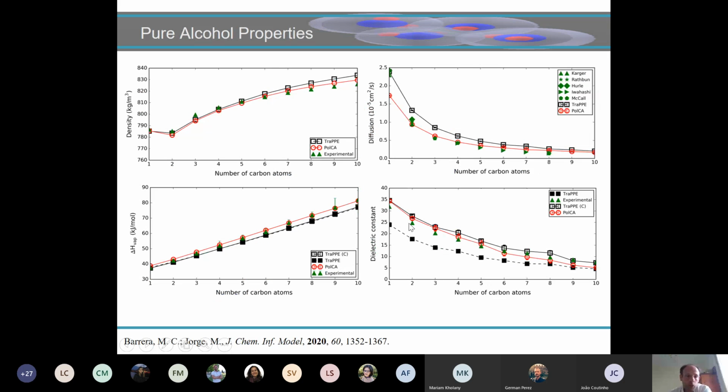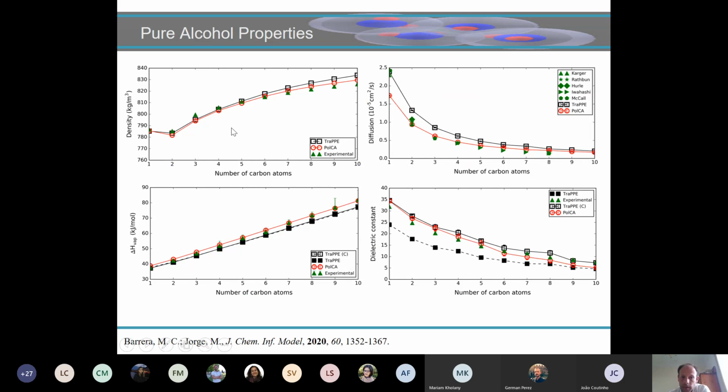So in these graphs, I'm showing you several properties as a function of number of carbon atoms in an alcohol. So these are linear alcohols, but we did also calculations for branched alcohols and so on. And the green are the experimental data points. The red are the results of our Polka model, which has been reparameterized to match some of these properties. The black is the trap model, and then the black full symbols are the trap model with the corrections.